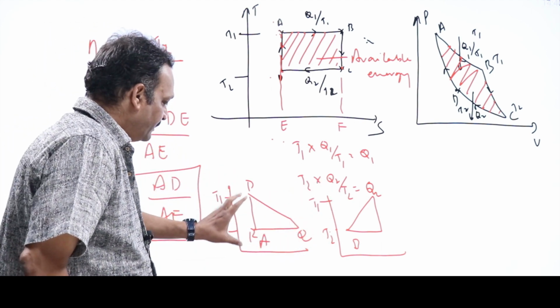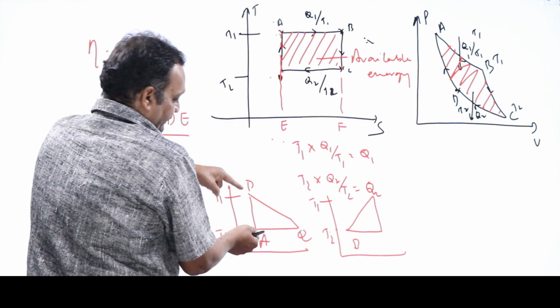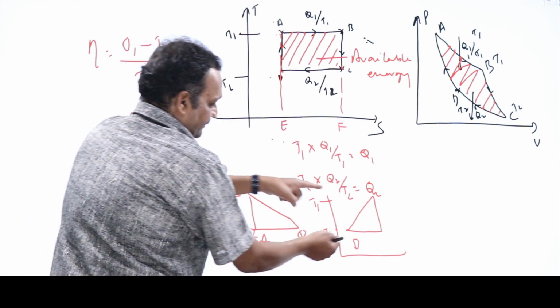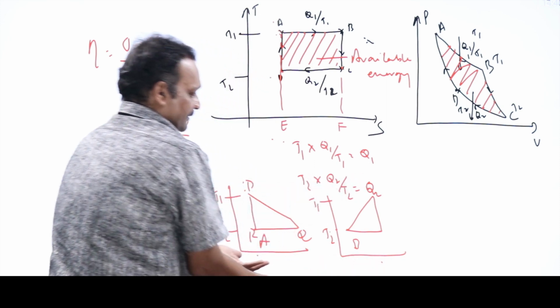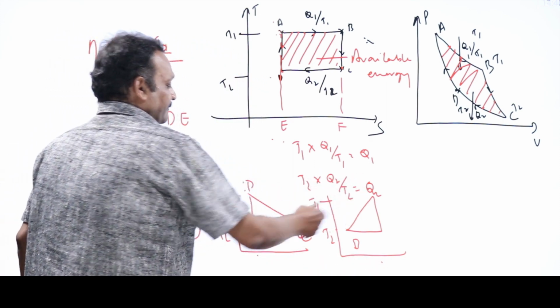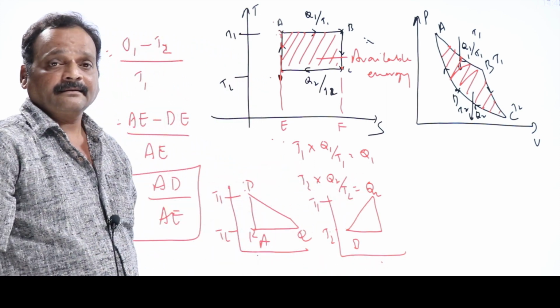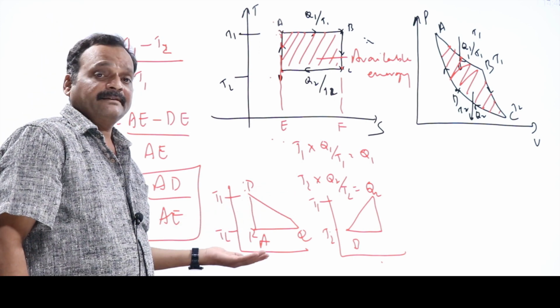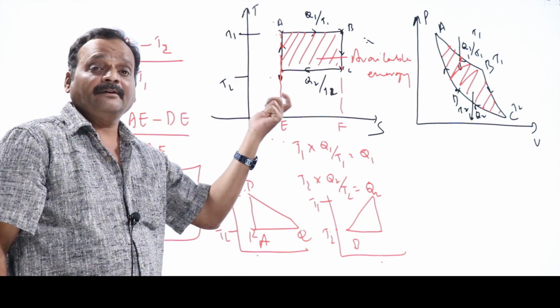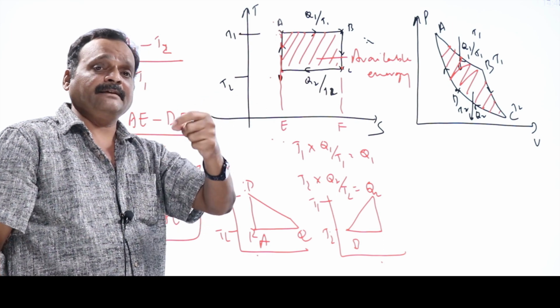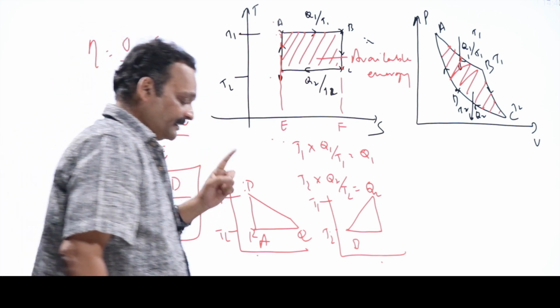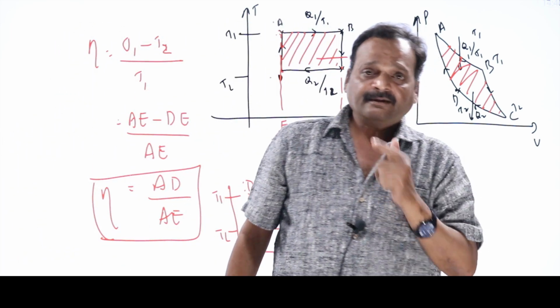If it's a TS diagram, this length by this length is nothing but efficiency. If they are equal, we can say eta 1 equals eta 2. Very easily we can compare efficiencies and estimate the work value of the fuel also, meaning the available energy which can be converted into useful work. This is the significance of TS diagrams, important from the exam point of view.